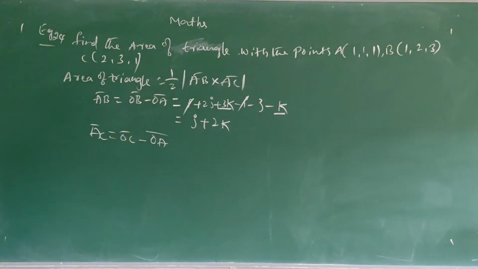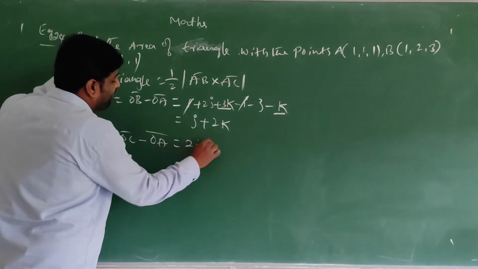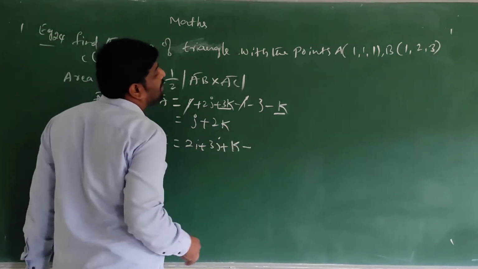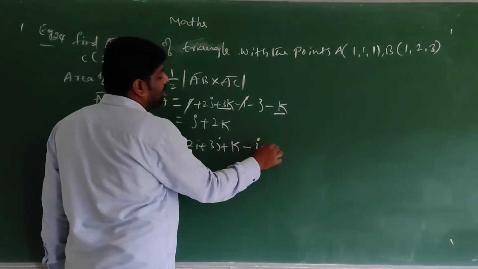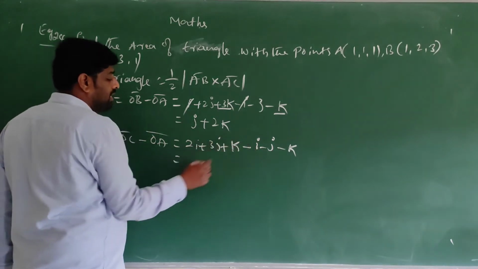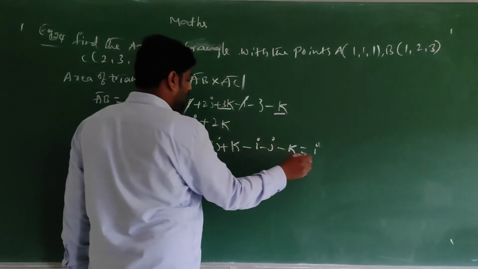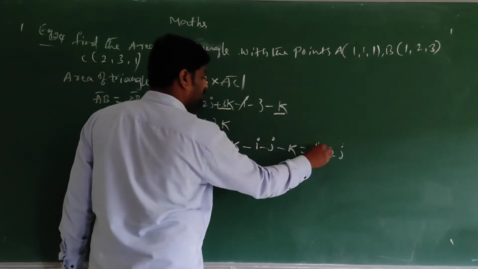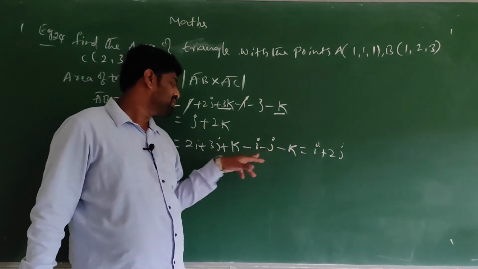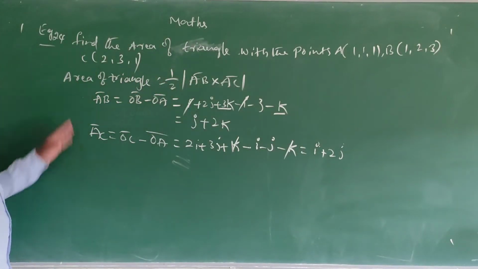AC bar equals OC bar minus OA bar. OC bar is 2I cap plus 3J cap plus K cap, minus OA bar, which is I cap plus J cap plus K cap. 2I minus I is I cap, 3J minus J is 2J cap, and K minus K gets cancelled.